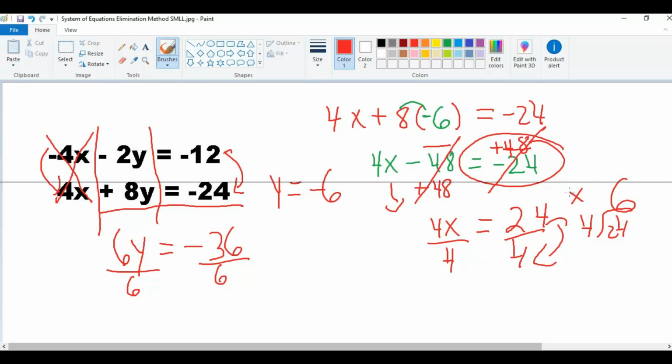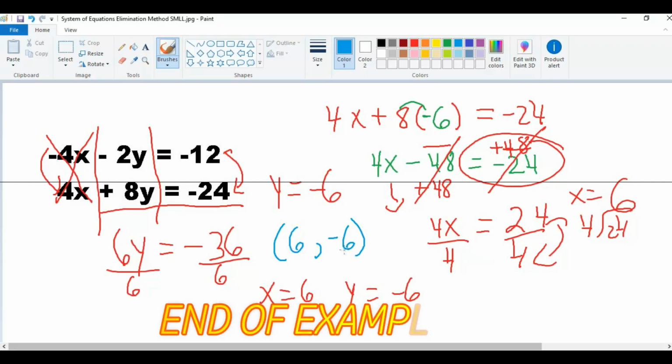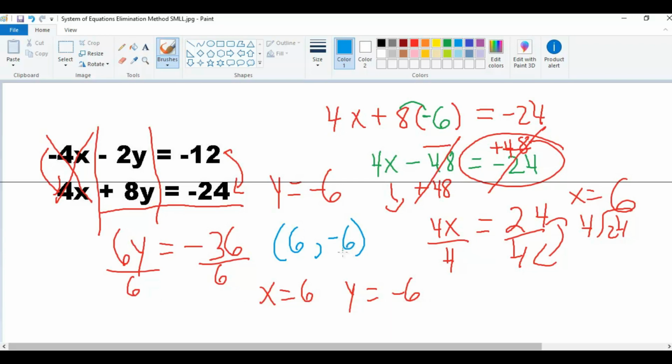Okay, so it looks like we have x equals 6 and y equals -6. And so, as you know, the correct way to write that out is 6 and then -6. We always know the first number is going to be x. That's going to be your horizontal line, and when we start graphing, and a -6 will be your vertical line.